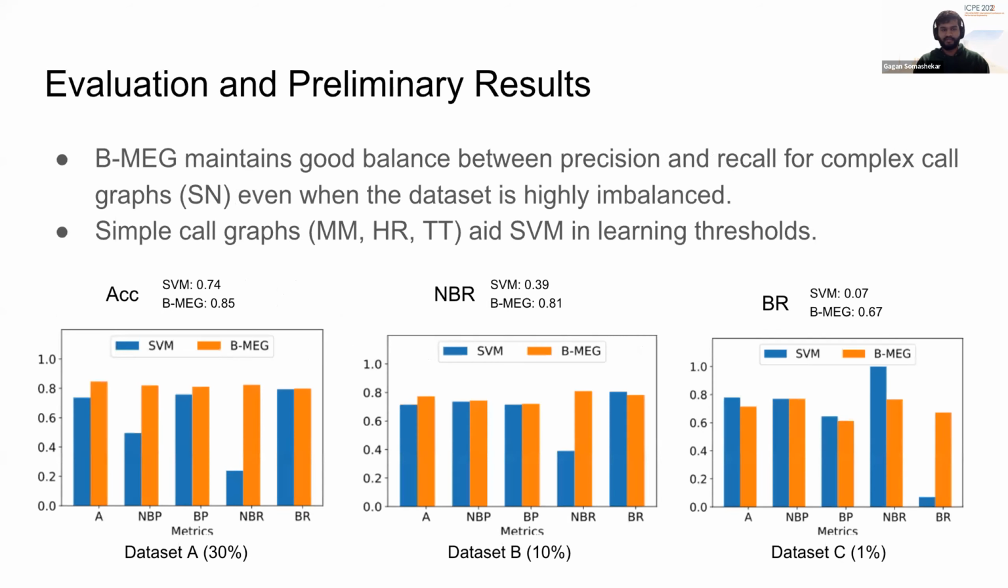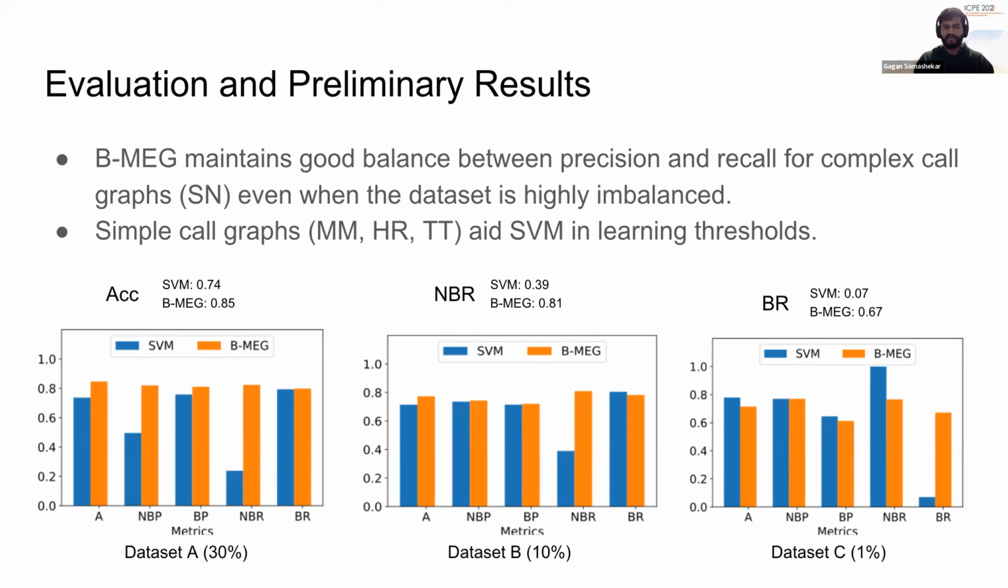Coming to the preliminary results, the graphs here are for the social networking application. We compare our framework BMEG against SVM. The metrics that we use are accuracy, precision, and recall. NB in the graph stands for non-bottlenecked, and B stands for bottlenecked. The values of important metrics are given above the graph.